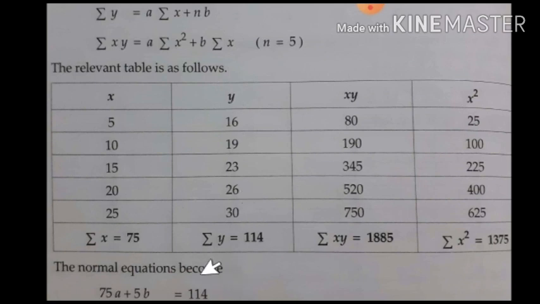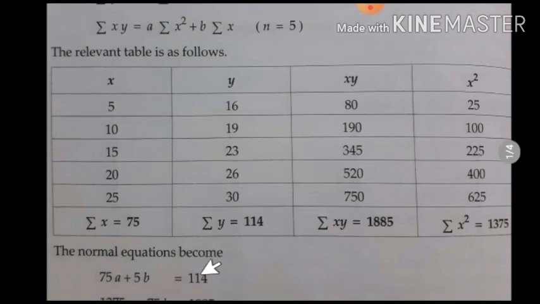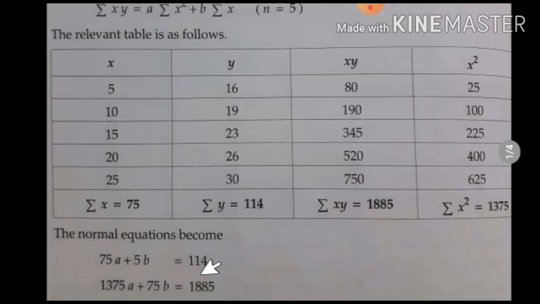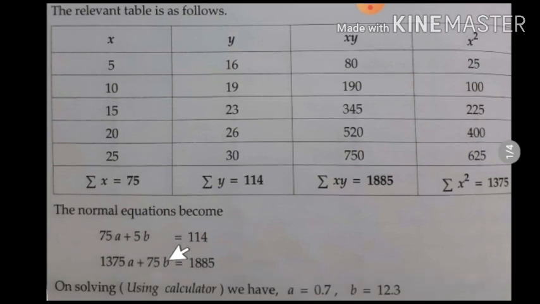Now what is the second equation? Summation xy is written on the right hand side of the equal sign: 1885. Summation x square value is 1375 into a. Summation x is 75 into b. Now use a calculator to solve these equations directly. You will get the required a and b values.